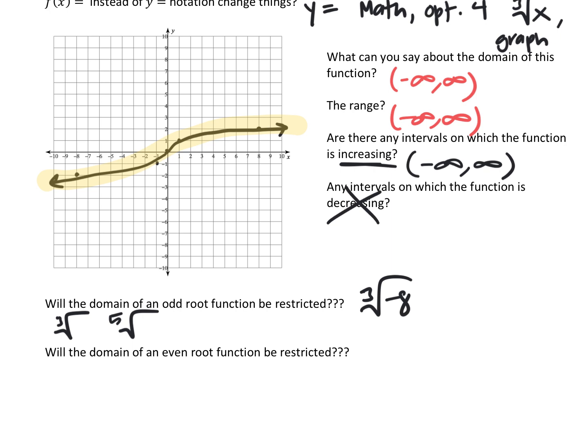So that means I can plug any number into my function if it's an odd root function, and I will get an output, okay? So your domain is always going to be negative infinity to infinity, and it is never restricted for an odd root function.